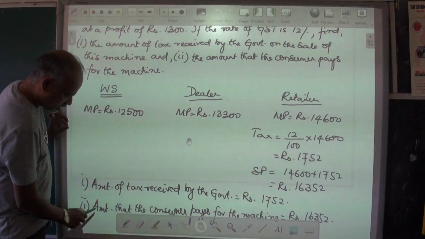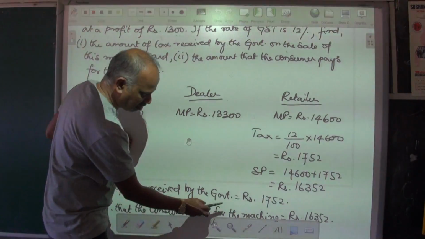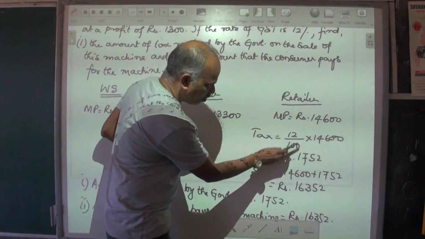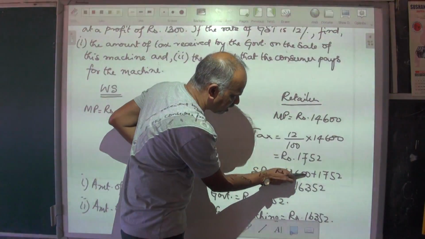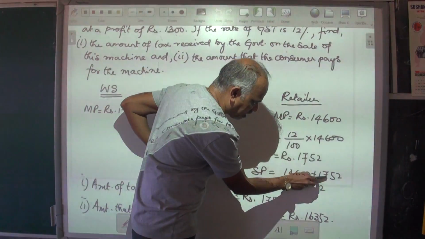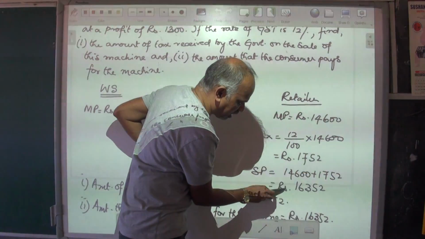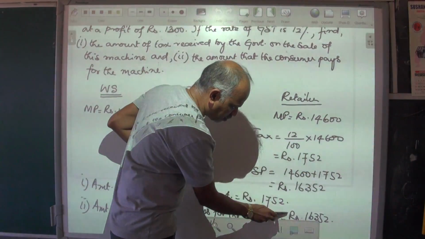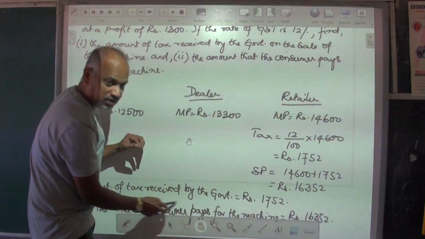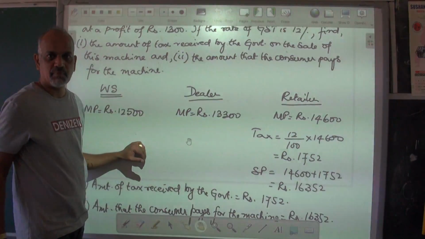So the second one, the amount that the consumer pays for the machine, is both of them added together: 14,600 plus a tax of 1752. Add both of them, that will give you 16352. That's rupees 16352, the final price paid for this machine by the consumer.